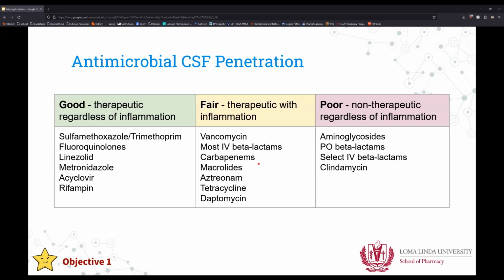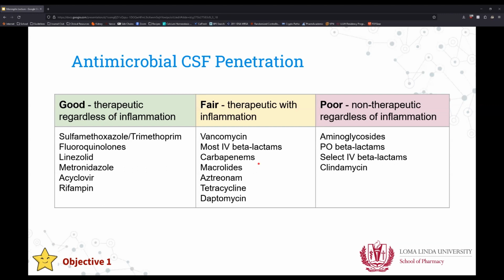So next up we're looking at antimicrobial CSF penetration, and the penetration of antibiotics past the blood-brain barrier is going to really depend on whether or not there is inflammation. So we'll categorize into three different groups, whether it's good, it's fair, or it's poor. So if it's good, that is going to be that the antibiotics can cross regardless of inflammation being present or not. And this is going to include sulfamethoxazole and trimethoprim, fluoroquinolones, linezolid, metronidazole, acyclovir, and rifampin.